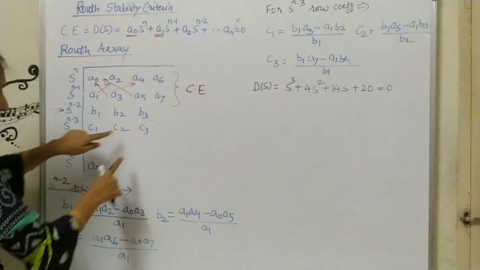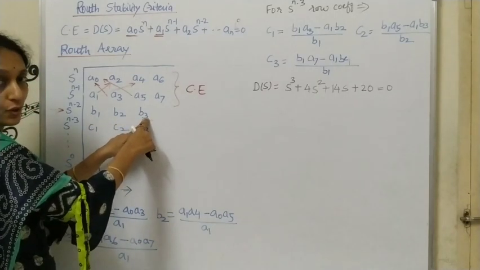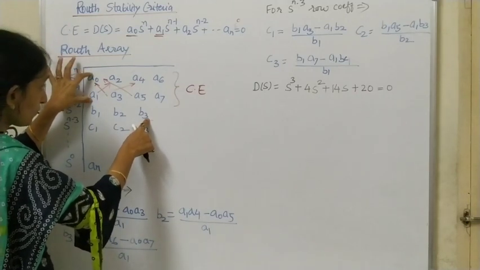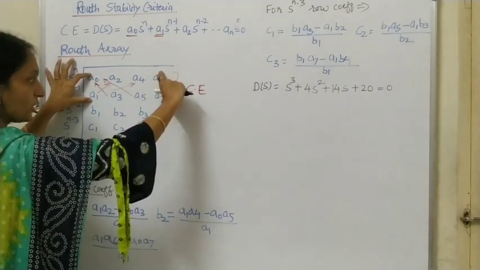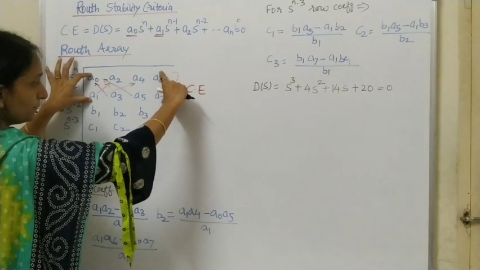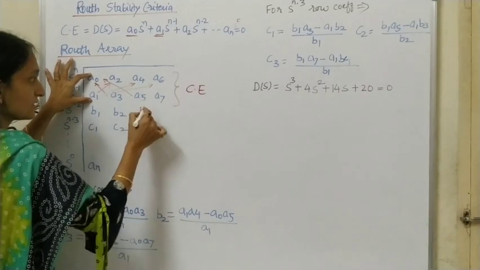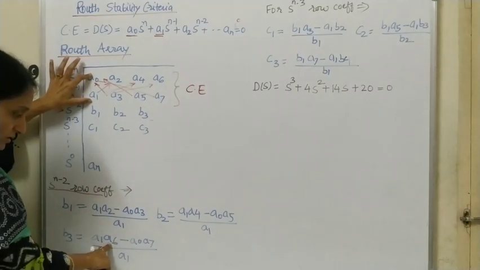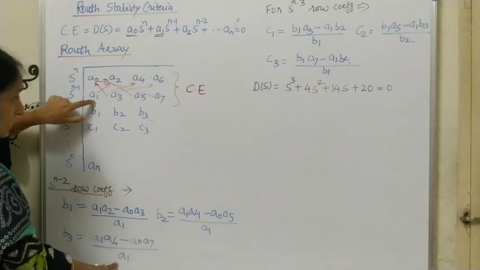Similarly we will calculate B3. Now just guess how we will calculate B3. For B3 again the first two elements from the first column are fixed and we will shift to the next column. So the next remaining column is this. So B3 is equal to A1 into A6 minus A0 A7, upon the denominator which is the same, that is the coefficient just above the third row, A1.